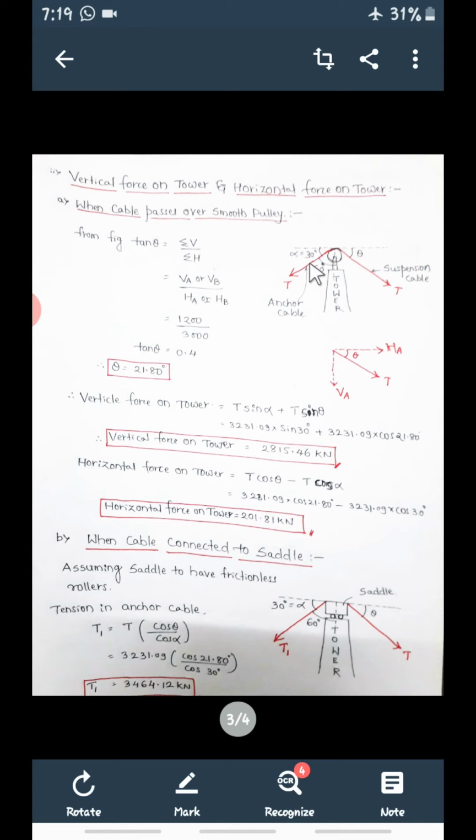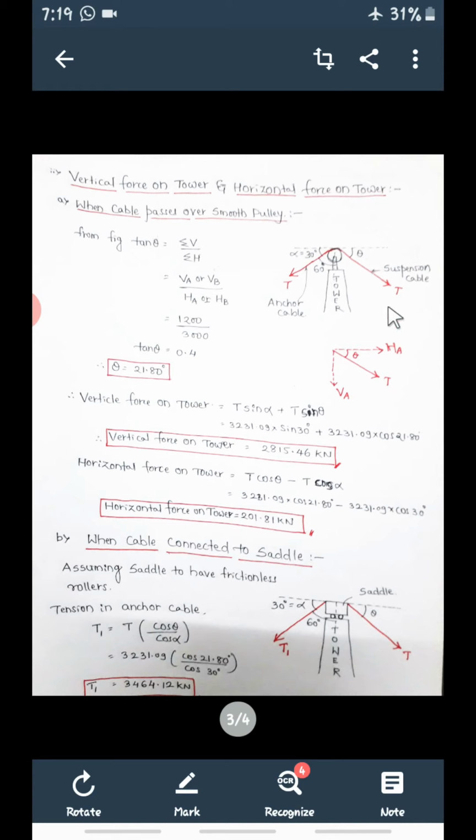Okay. So if it is 60 degree, what is this angle alpha now? Alpha is equal to 30 degree. So alpha is 30 degree, which means the anchor cable is going to make an angle of 30 degree with the horizontal. The suspension cable is going to make an angle of theta. Theta we don't know, we are going to calculate the theta value.